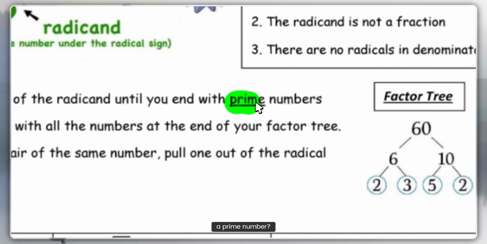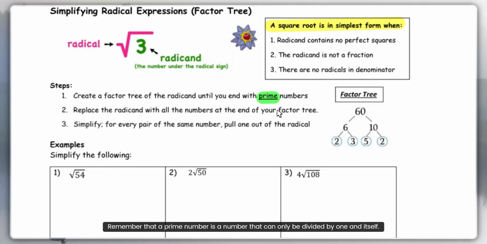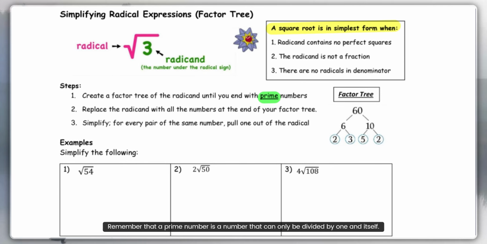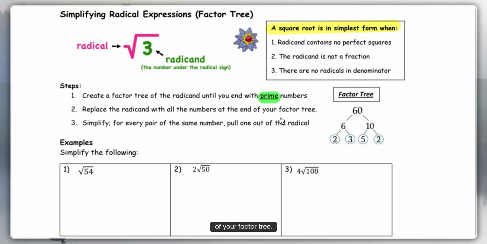And what is a prime number? Remember that a prime number is a number that can only be divided by 1 and itself. So some examples of prime numbers are 2, 3, 5, 7, 11. These are prime numbers. So when you're creating your factor tree, you keep going until you end up with prime numbers. Step number 2 is you're going to replace the radicand with all the numbers at the end of your factor tree. So let's go through this step-by-step process with the 60 that we have here.